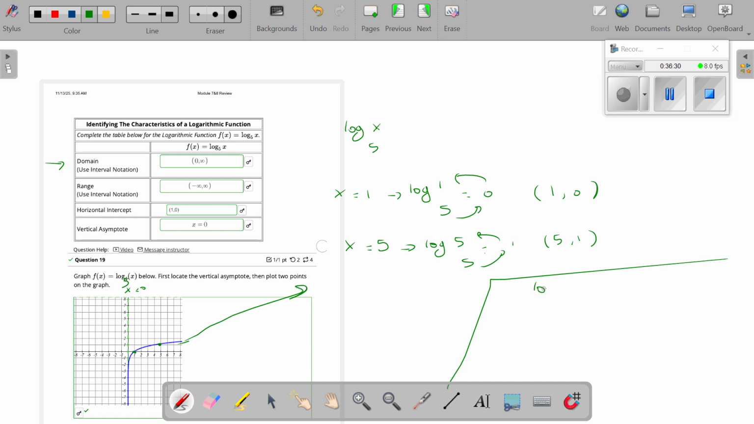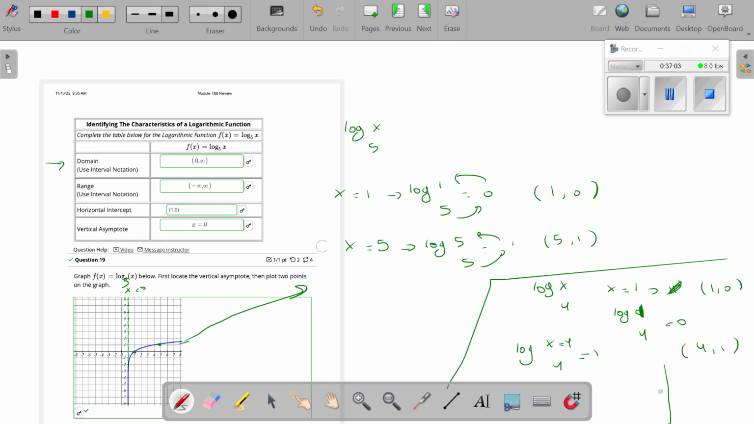However, if you want to graph log of x base 4, you can plug in x equal to 1, and you're going to have a y value equal to 0. So log of 1 base 4 is equal to 0. So one point is 1 and 0. Then you can plug in x equal to 4. So you will have log of 4 base 4, which is 1. So the other point will be 4 and 1.